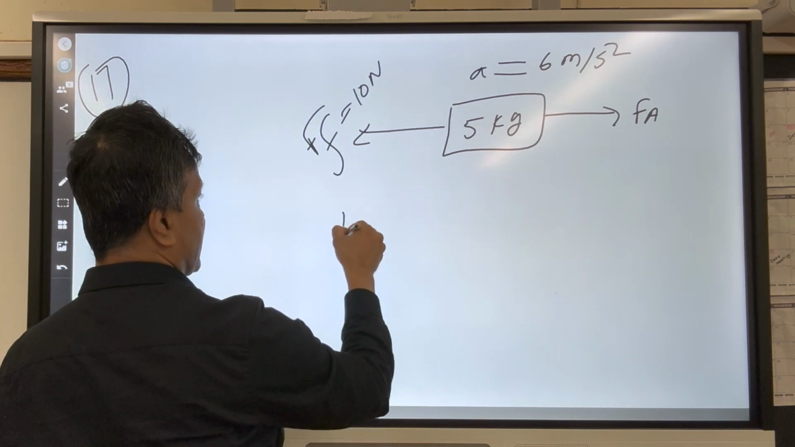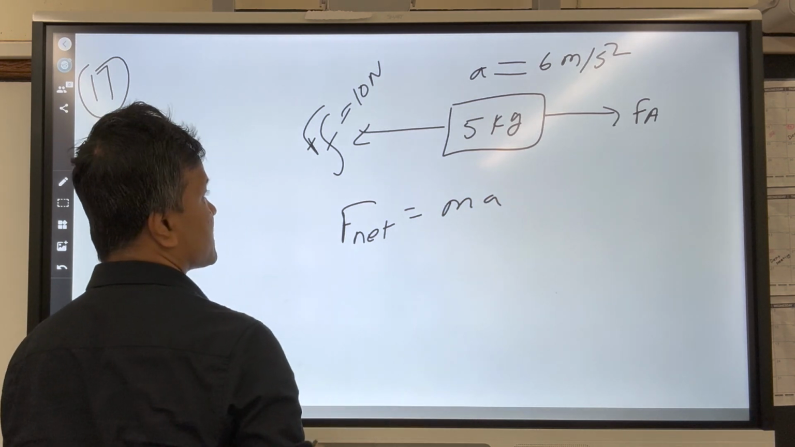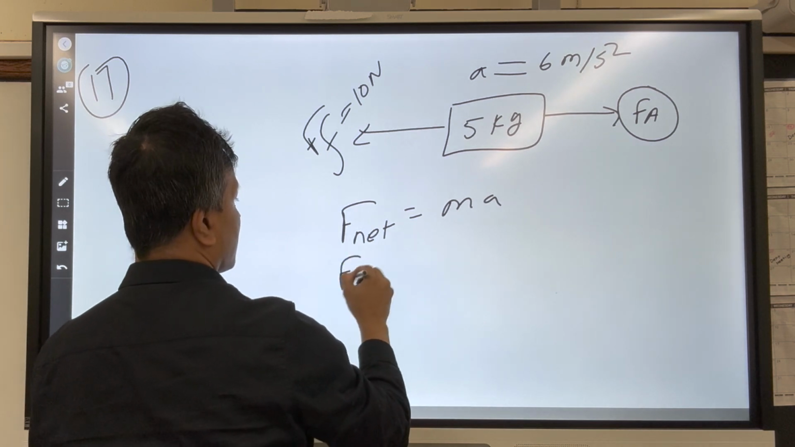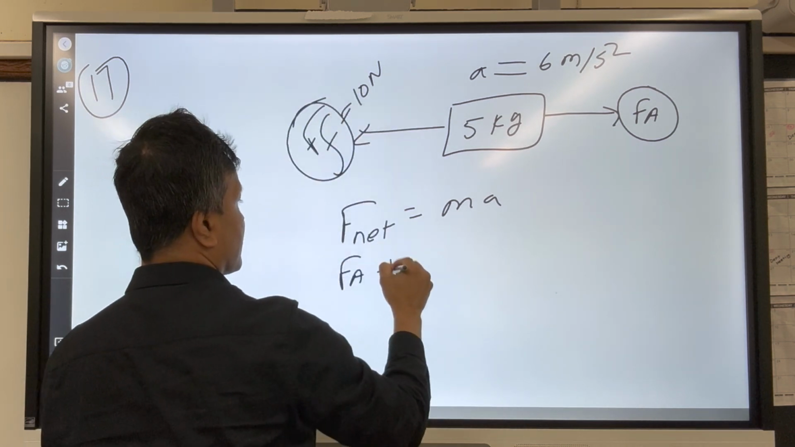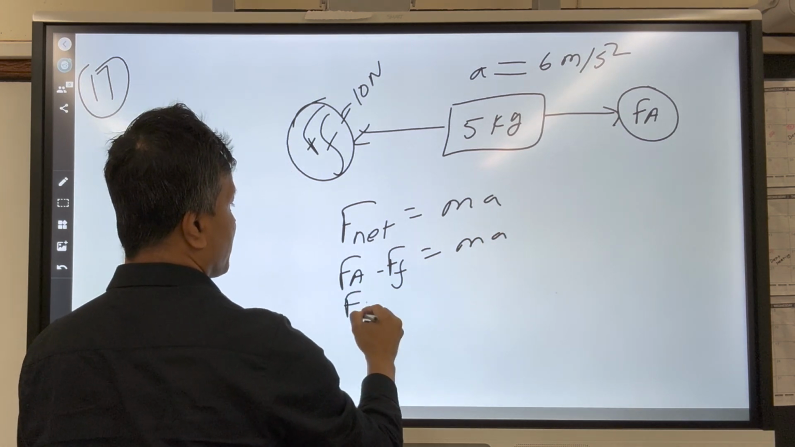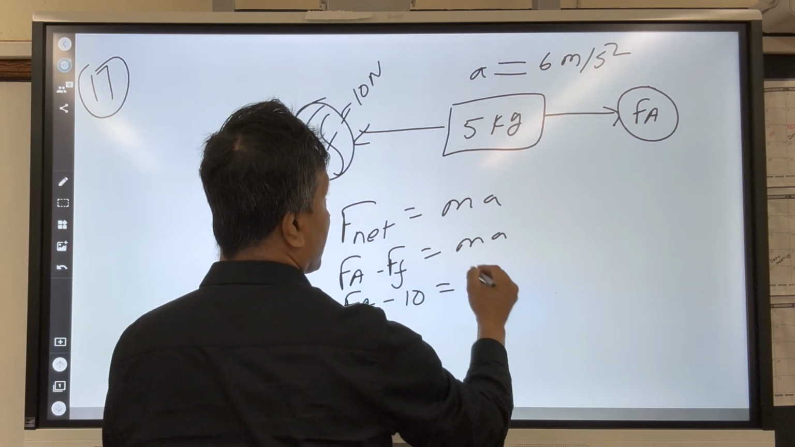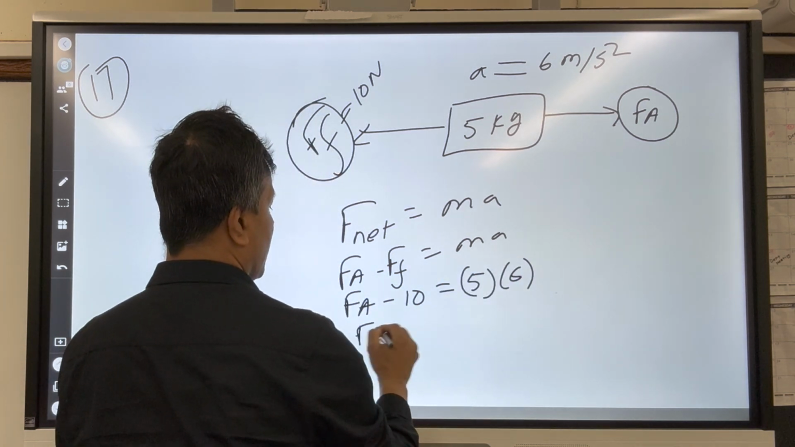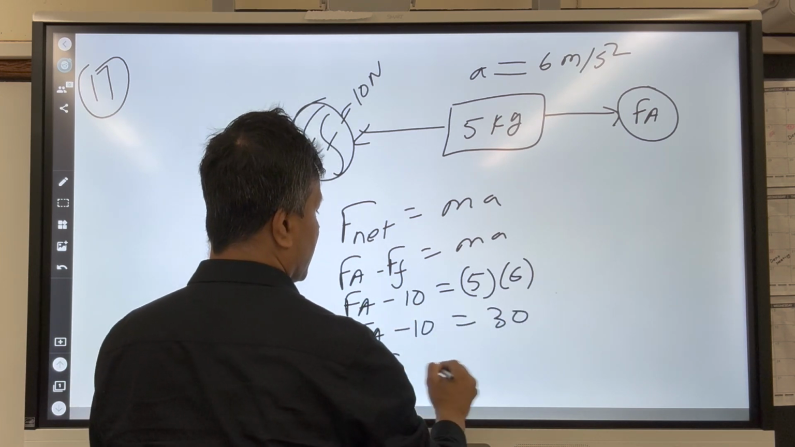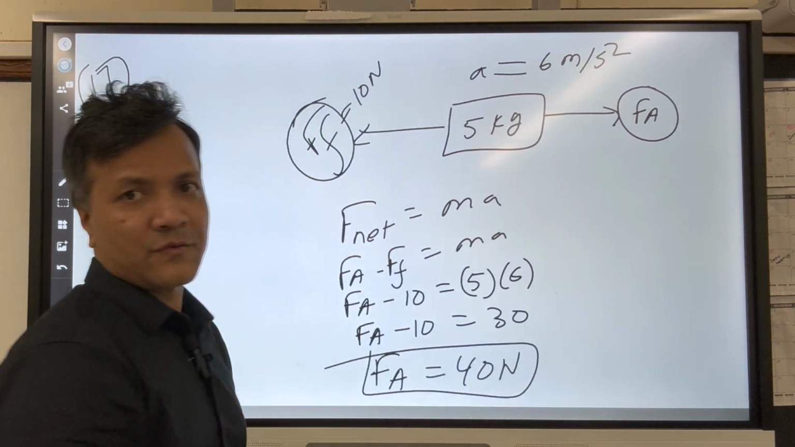So you know that F net is equal to ma. F net is what? F net is Fa minus Ff is equal to ma. Fa is, of course, what you try to find, Ff is 10, m is 5, acceleration is 6. So Fa minus 10 is equal to 30. So F applied is 40 Newton, right? F applied is 40 Newton.